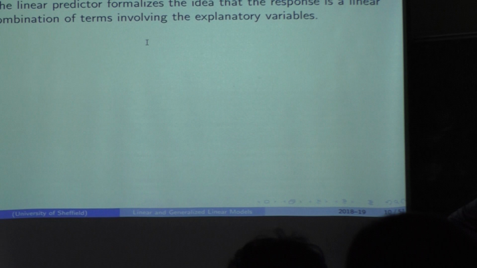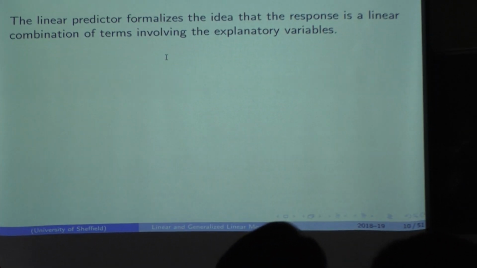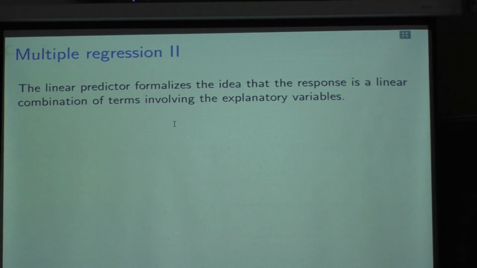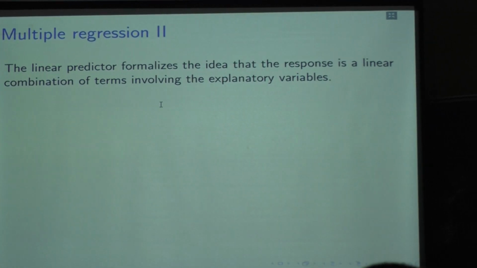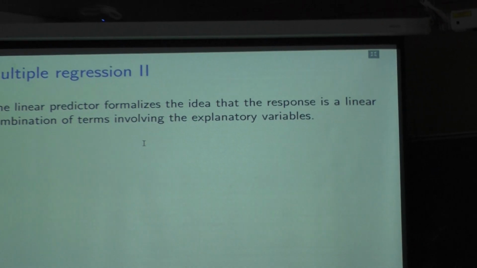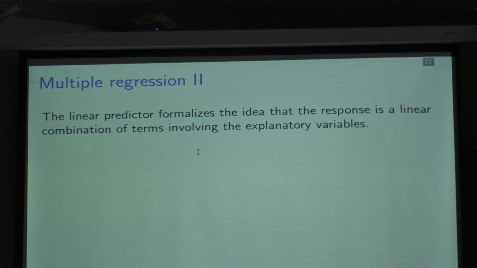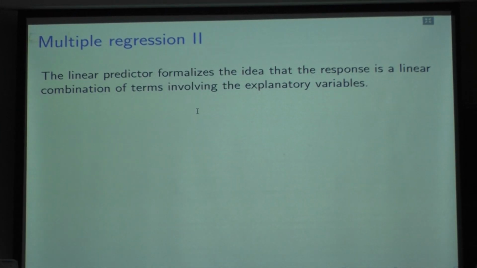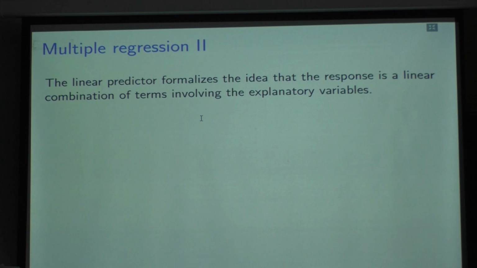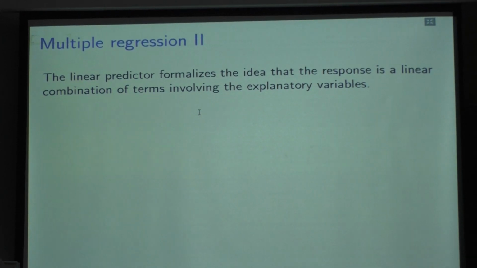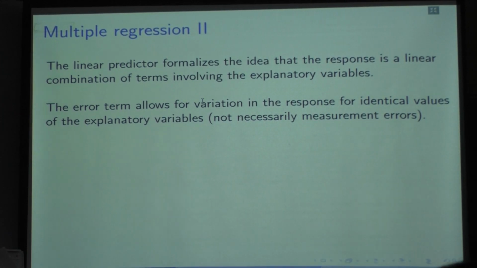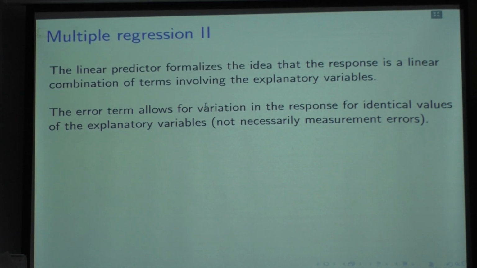Okay, so this is just saying a little bit more about the linear predictor. The linear predictor gives us this linear combination of the explanatory variables with those coefficients, the betas, which are constant, so they don't vary for the individual observations. It's the x terms which vary for the individual observations.